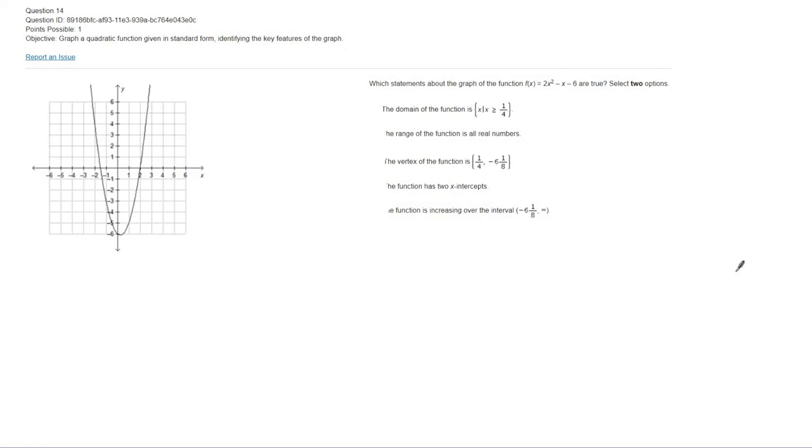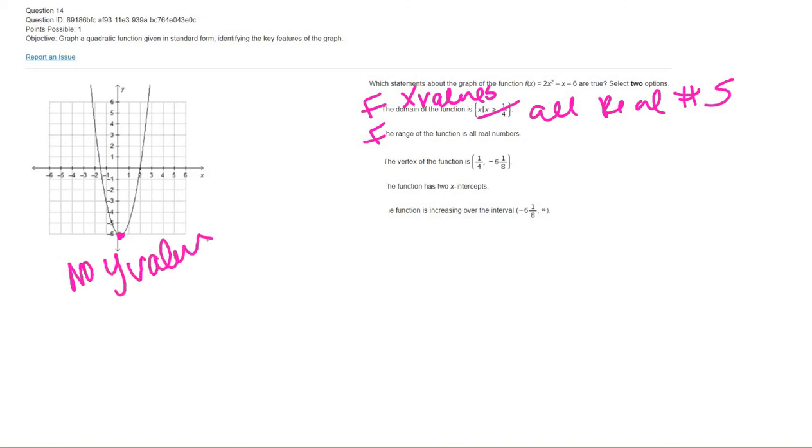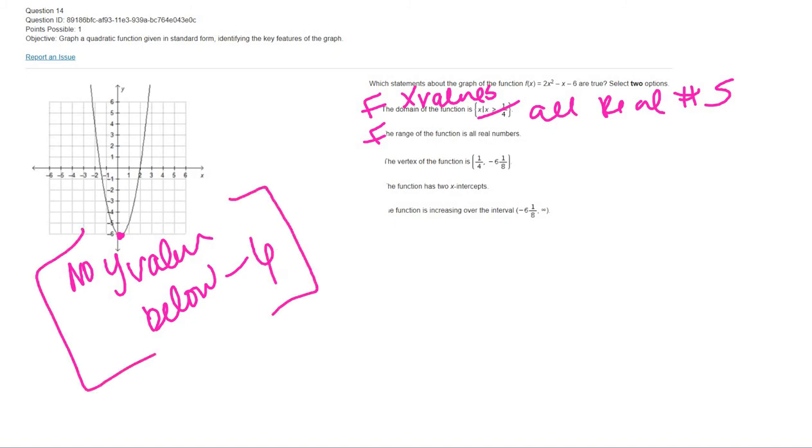All right, so you're going to look at the graph here, again, kind of looking at it the same way. So remember the domain is going to be your x values. So unless it has a real world restriction, which this one does not, my domain will be all real numbers. The range of the function is all real numbers. Well, that's not true because if you look here, the minimum is at -6. That means that there are no y values below -6. Okay, so my range is actually y has to be greater than or equal to -6.